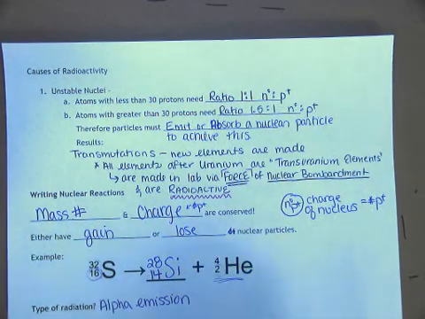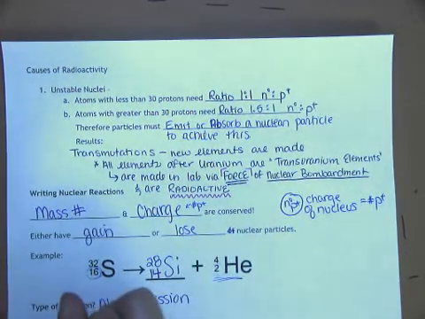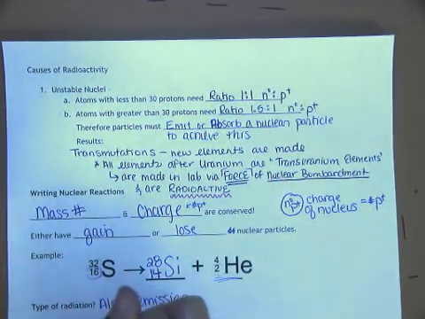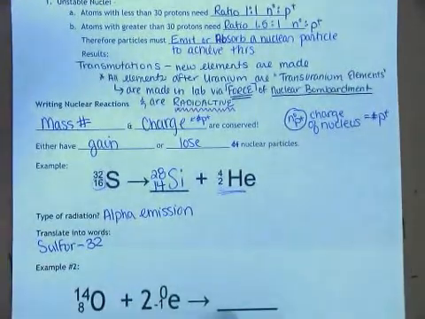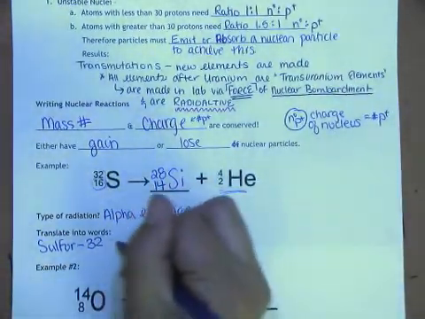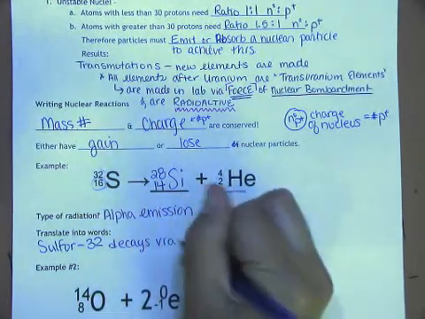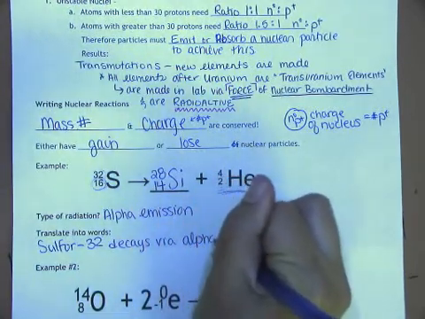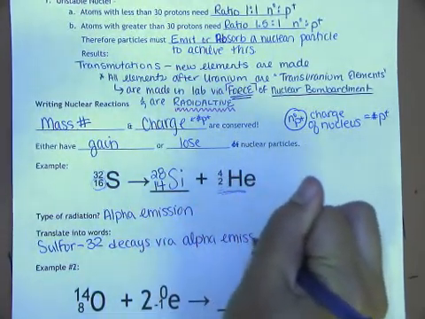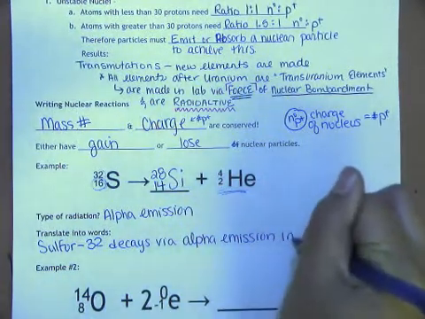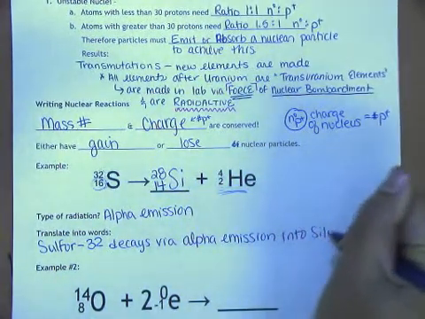So we translate this into words. Sulfur 32 decays via alpha emission into silicon 28.